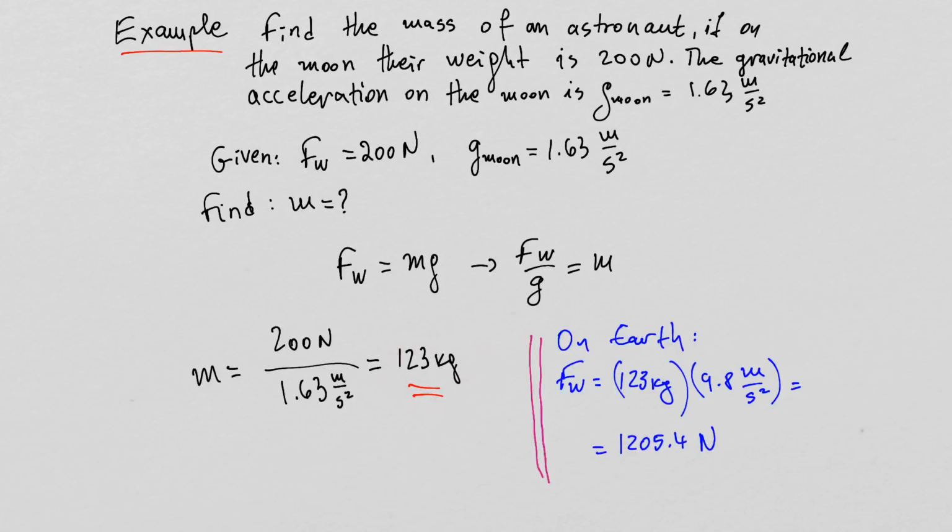And for comparison, let's calculate the weight of this astronaut on the Earth. So we have the mass, which is 123 kilograms, multiplied by the gravitational acceleration of Earth, 9.8 meters per second squared. That's going to give us 1,205.4 newtons. And so the gravitational acceleration on the Earth is roughly 6 times bigger than the gravitational acceleration on the moon. And so as you can see, the weight of this astronaut on the Earth is roughly 6 times bigger than the weight on the moon, 200 newtons right here.